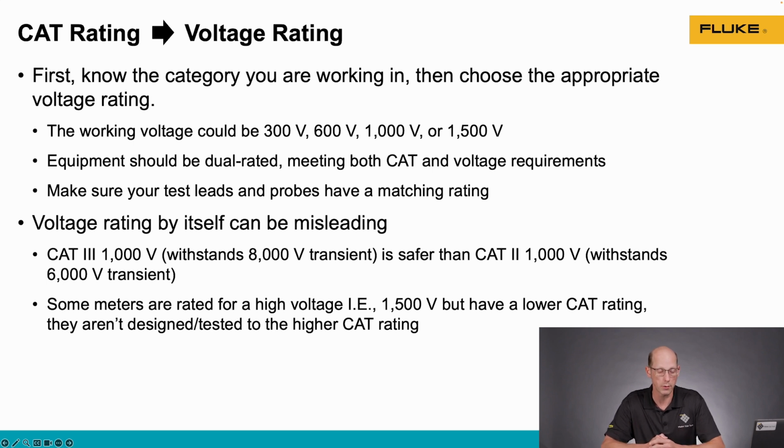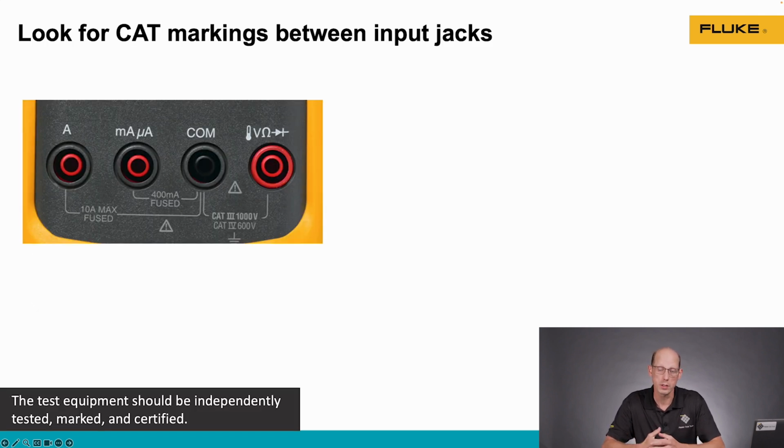Now with Fluke tools, it's really easy to figure out what the category and voltage rating is. It's printed right on the outside of the tool. Here we can see a Fluke multimeter. This is a category 3 1000 volt, category 4 600 volt rated tool.